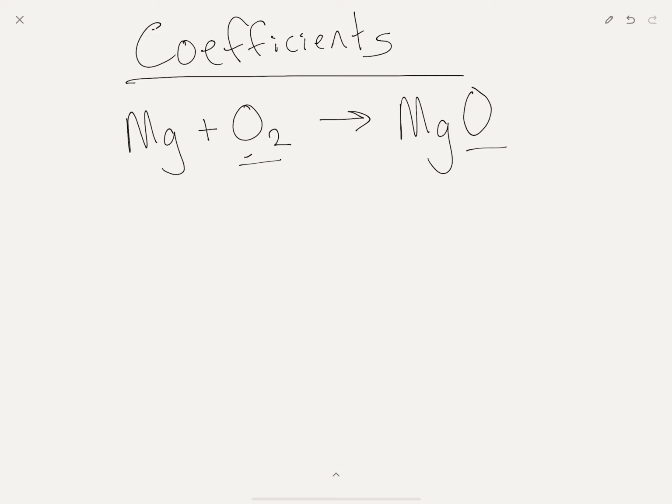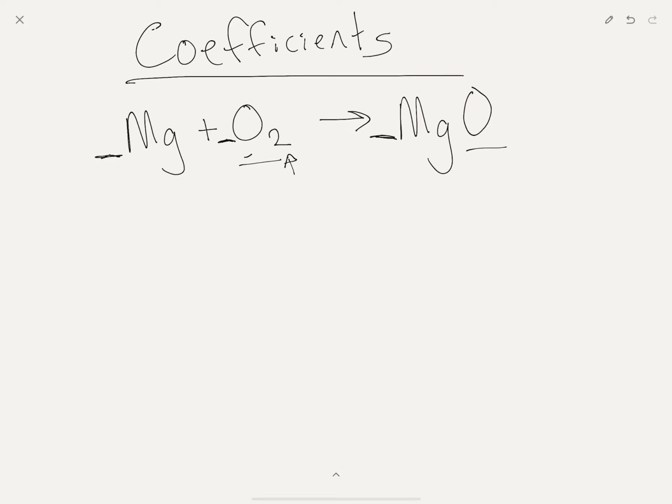Today we're going to use coefficients to multiply the elements or compounds to get them to match on both sides. We are not allowed to add subscripts just because we feel like it. That'll be in a different lecture. Today we're just focusing on adding coefficients. So I'll do the first one and then we'll do the second one together as a class.